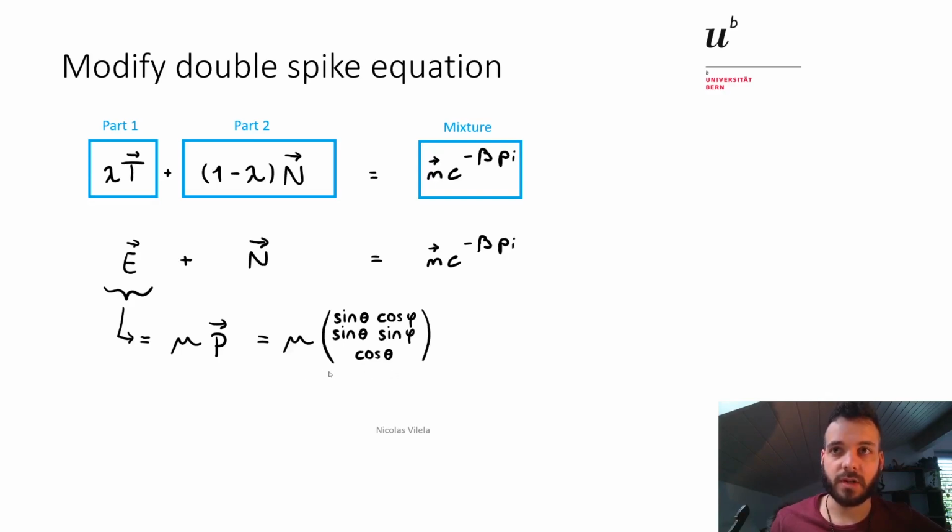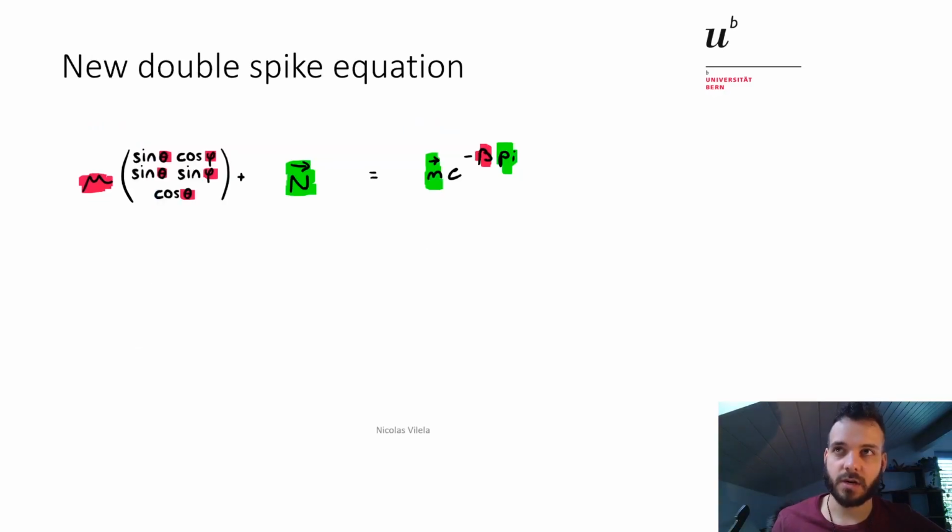In spherical coordinates, this is how our unit vector would look. It is fully described by two angles, theta and phi. So remember, this vector over here looks complicated, but is actually a vector that gives us a direction and has the length 1. And we multiply or stretch this vector by the factor mu. So this is how our new double spike equation looks now. We have introduced new unknowns, theta, phi, and mu.